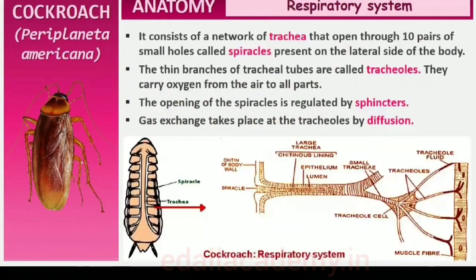The respiratory system consists of a network of trachea that open through 10 pairs of small holes called spiracles present on the lateral side of the body. Thin branching tubes, the tracheal tubes, subdivided into tracheoles, carry oxygen from the air to all the parts. The opening of the spiracles is regulated by sphincters. Exchange of gases takes place at the tracheoles by diffusion.